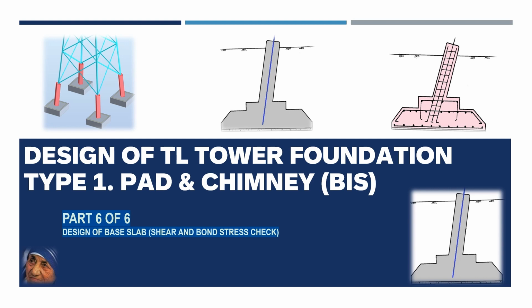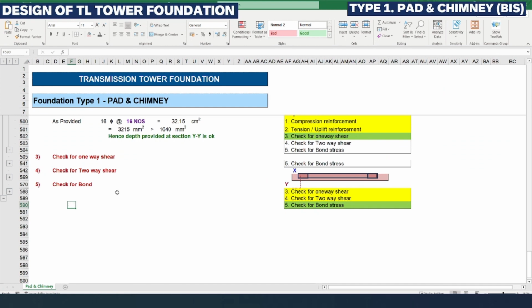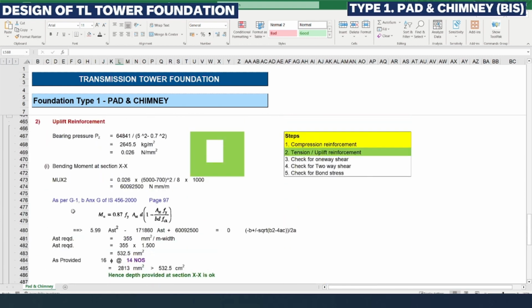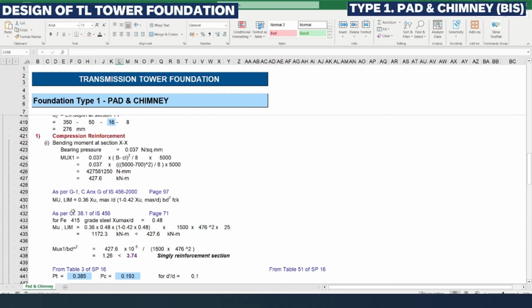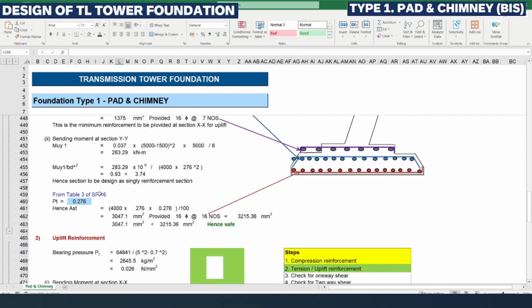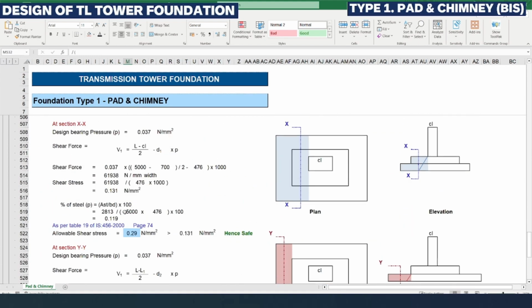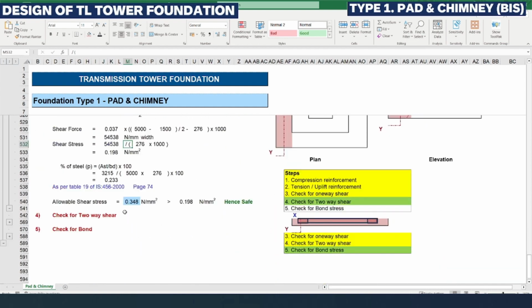Let me look into the Excel calculation which we had already prepared and discussed. So here are the 3 final steps we need to look into in this part 6 video of foundation type 1 pad and chimney for transmission line tower foundations. These 3 steps we had not seen in our previous video 5. They are included in the foundation base slab design. We had designed compression reinforcement and uplift reinforcement in part 5. Now we will be looking into the one-way shear and two-way shear check, and finally the bond stress check.